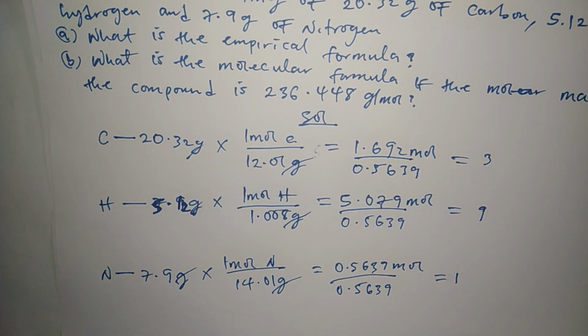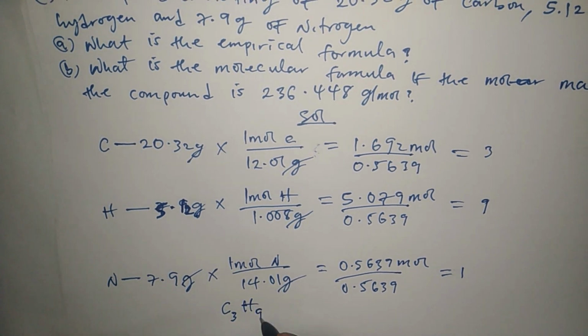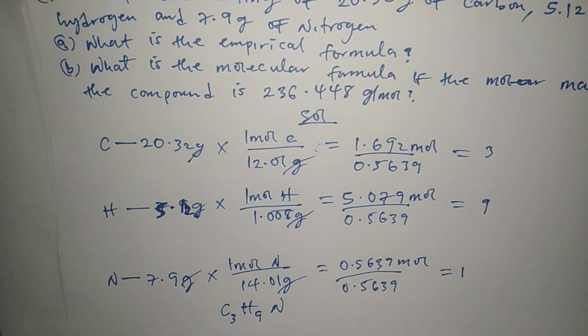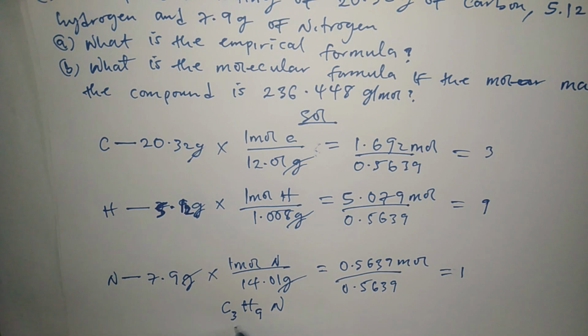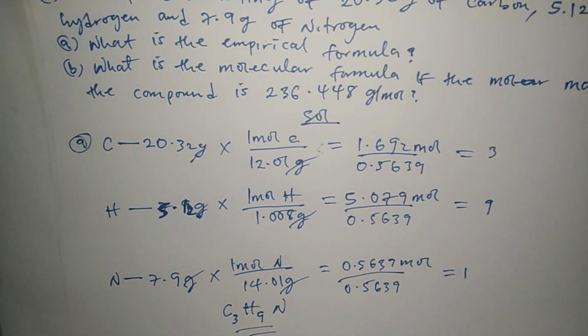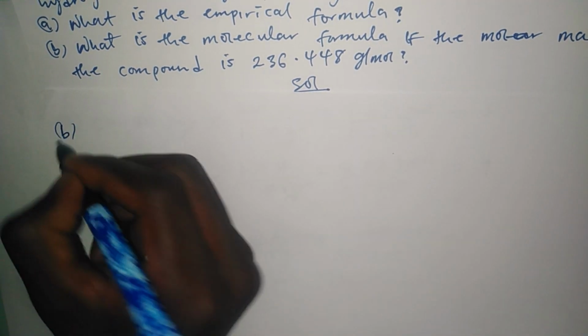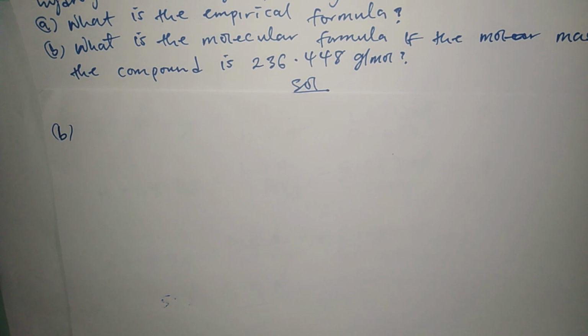Now to write the empirical formula, we'll say C3, H9 and N. You can say N1, but it's still the same thing as N, right? So this is how you find the empirical formula, and this is our A. So let's go to B. Now for B, it says what is the molecular formula, right?